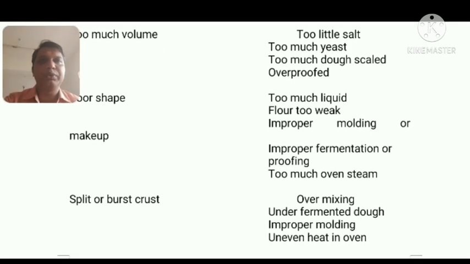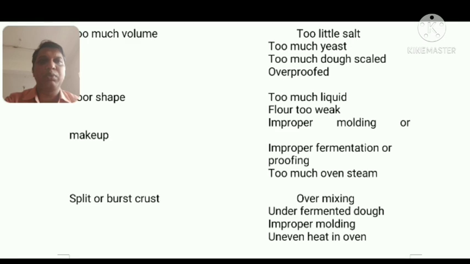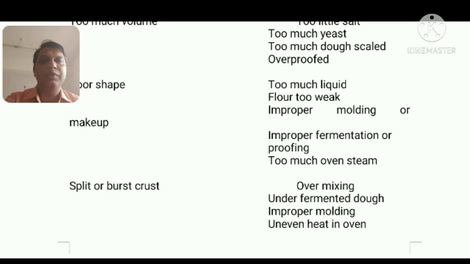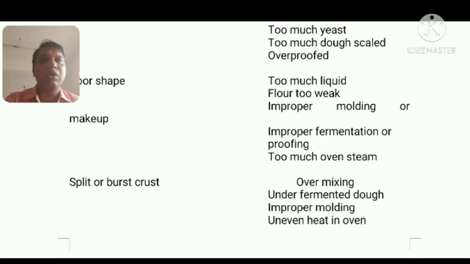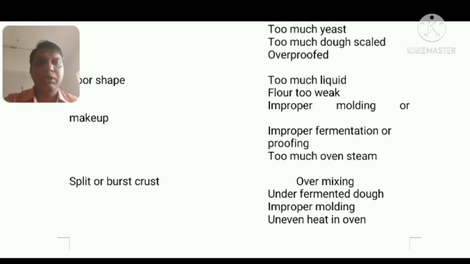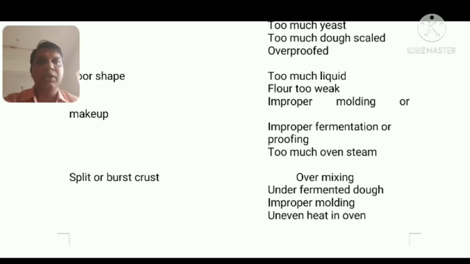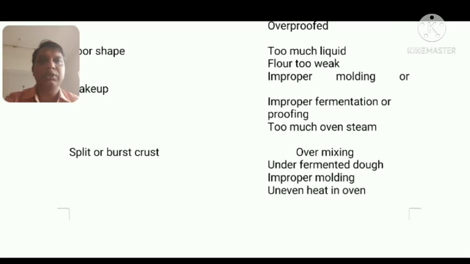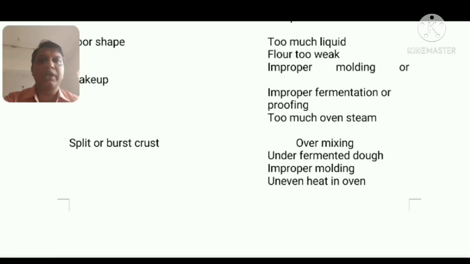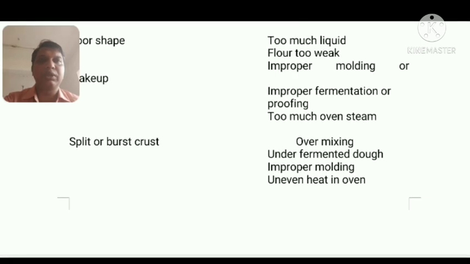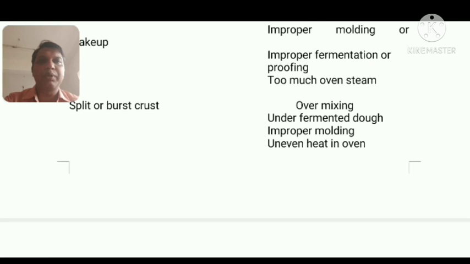Then we have poor shape: too liquidy flour, too weak flour, improper molding or improper fermentation. The shape we do not get properly might be because of a very liquidy texture, or during panning and the second proofing we did overproofing and did not get the desired texture, and we did not check the dough in the proofing chamber.